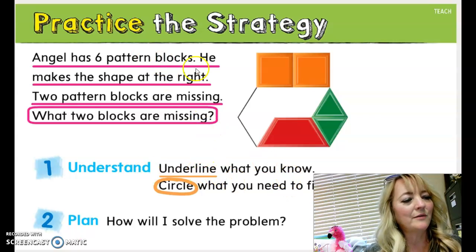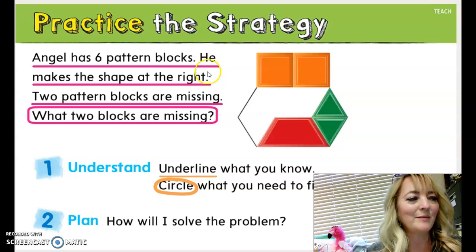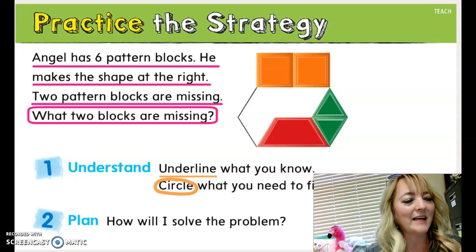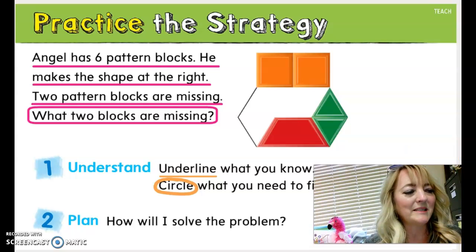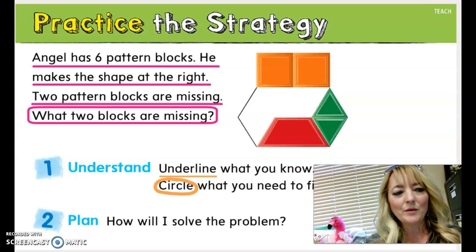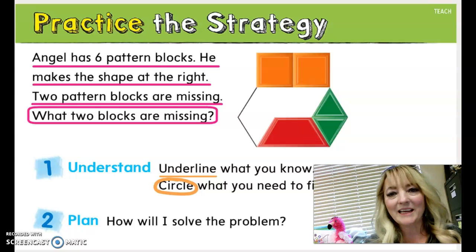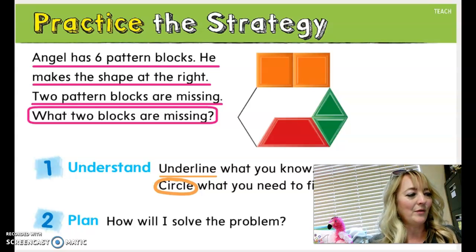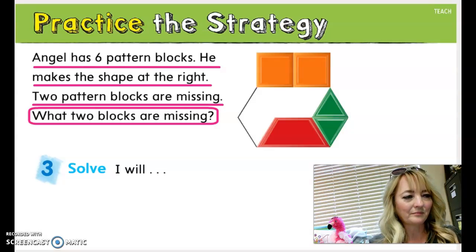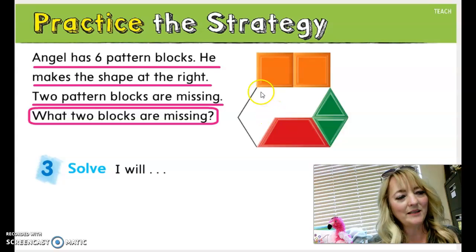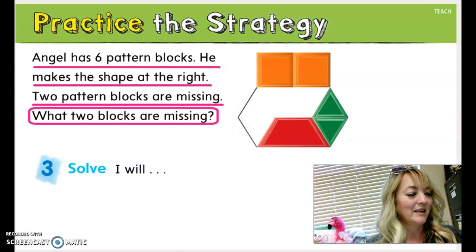Underline what you know. So we know Angel has 6 pattern blocks. He makes the shape at the right. 2 pattern blocks are missing. And then circle what you need to find. We need to find which 2 blocks are missing. How will I solve the problem? Well, to solve the problem, you can use the pattern blocks I included in your workbook, in your packet this week. And then also you can use your pencil to solve it. To solve, lay out your pattern blocks to see which. You might have to use one of your pattern blocks 2 times to make this work. And then we'll use our pencil.